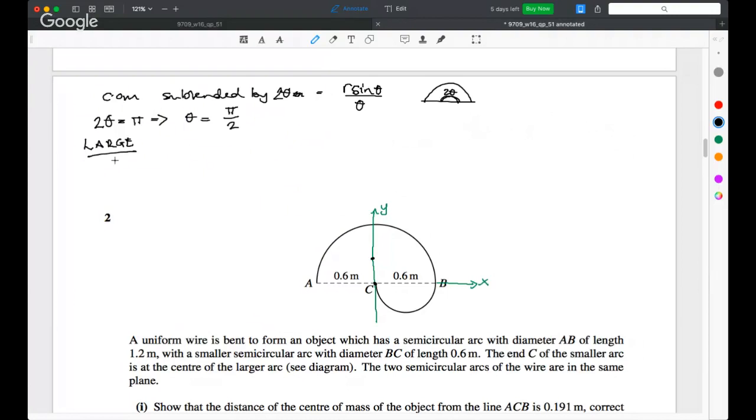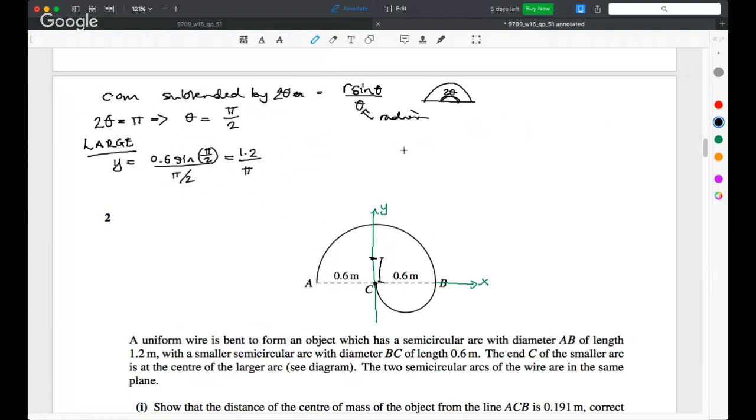We have that the distance from this point, so basically the y coordinate, so this distance here, is equal to the radius, 0.6, sine pi over 2, which is indeed 1, all over pi over 2. So this is in radians, by the way. And this is equal to 1.2 over pi.